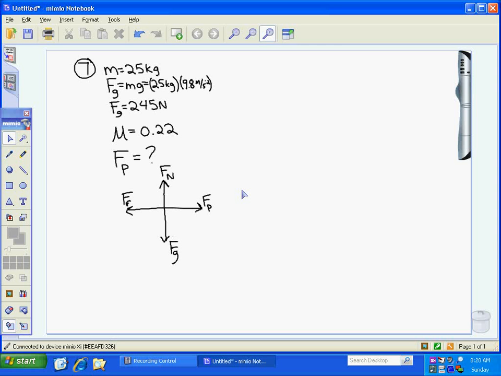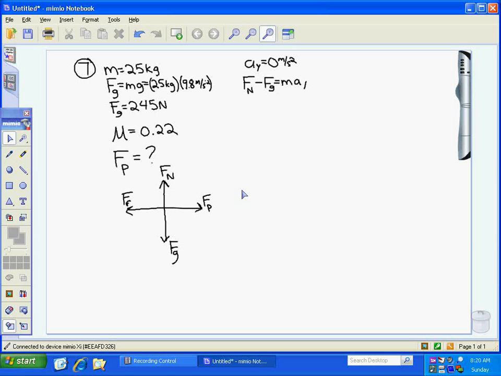Now to solve this problem, the first thing you need to do is note, remember we always solve in the y direction first. And we note that the acceleration in the y direction, since it's moving across the horizontal floor, the up and down acceleration is 0 meters per second squared. So our equation in the y direction, remember we're going to have two equations, one for the x and one for the y, is going to be whatever's going up, which is f sub n, minus whatever's going down, f sub g, equals m a y.